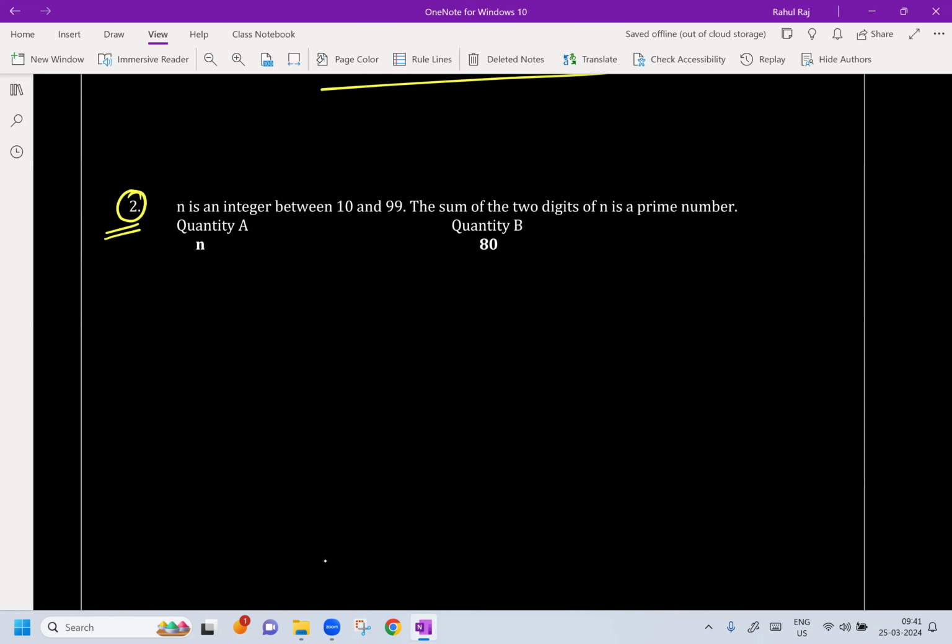So do you take any two digits then? It says any integer between 10 and 99, the sum of two digits of n is a prime number. So you take any two digits that give you a prime number.